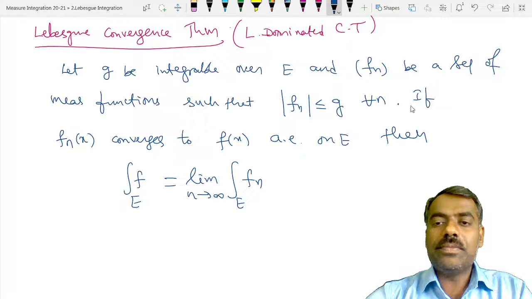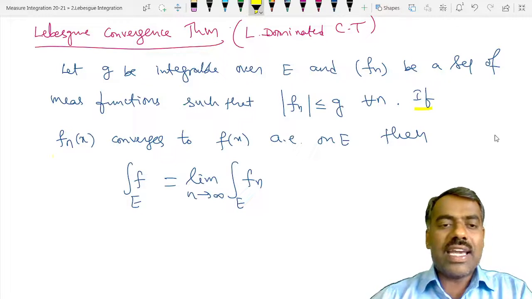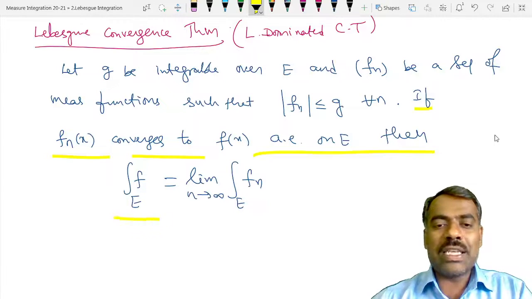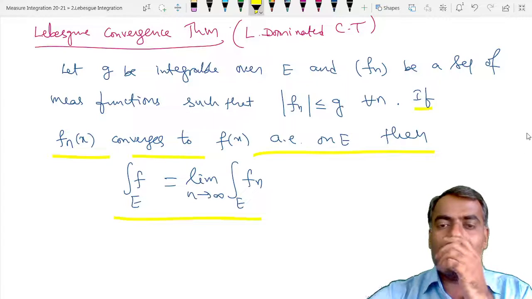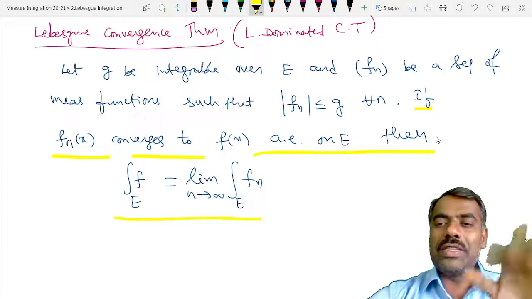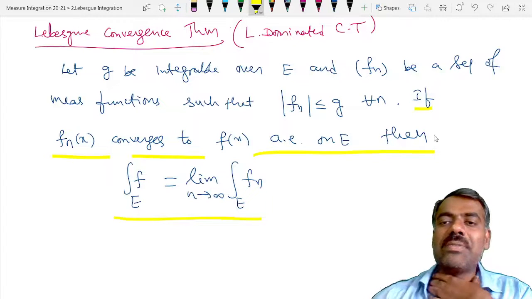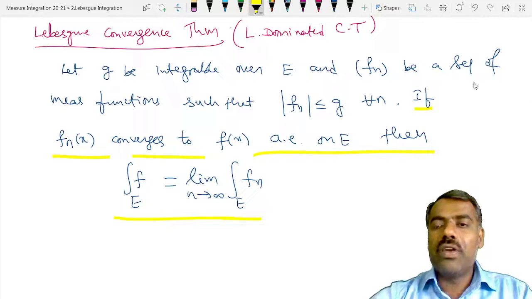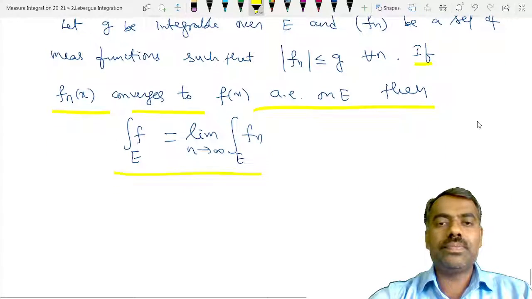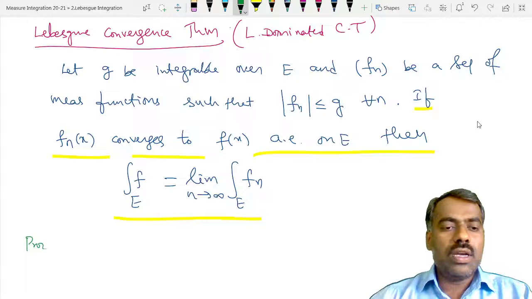Is this clear? Yes or no? See, if you look at this, the entire statement is the same as what? It is the same as the monotone convergence theorem, or even the bounded convergence theorem. But the only difference is the assumptions. Whatever you have here is different for every statement. Right? Clear?